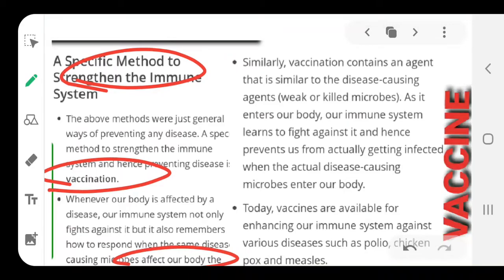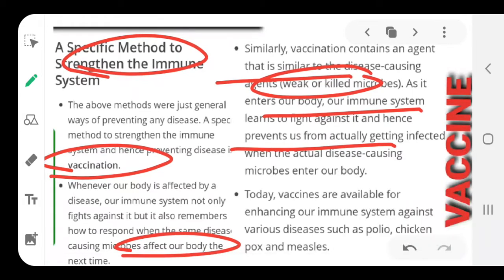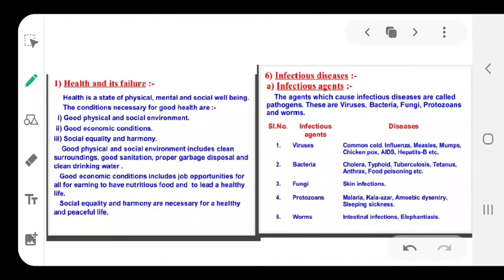Now, similarly, a vaccine contains an agent, the pathogenic agent which causes the disease, but in weakened or killed form. Okay? So when they get connected with our immune system, they form a mechanism so that whenever the body is affected in future, they can bind and kill that infectious agent. Nowadays we have vaccines for many infectious diseases such as polio, chickenpox, measles. You can name these diseases for which the body is vaccinated.